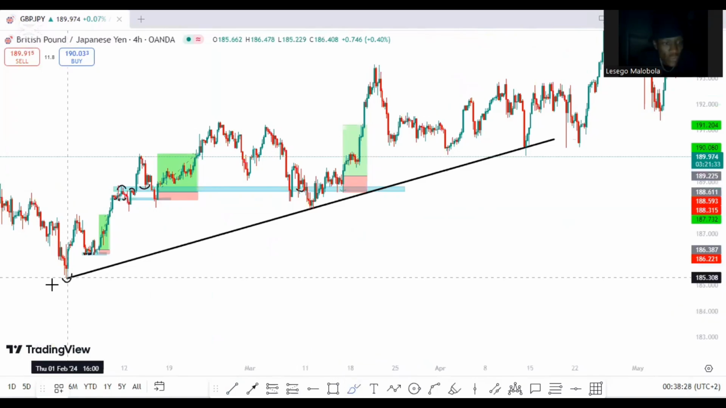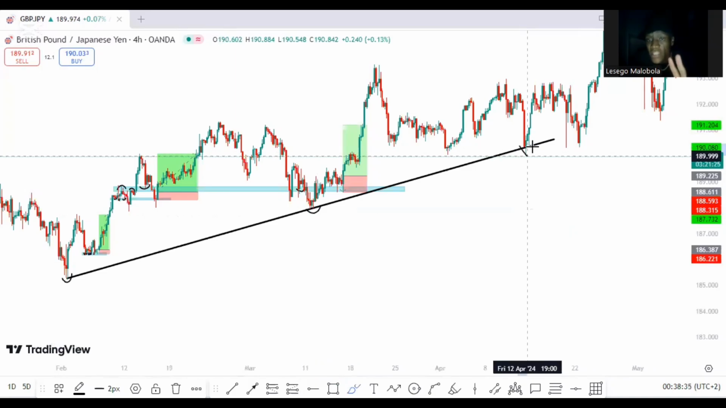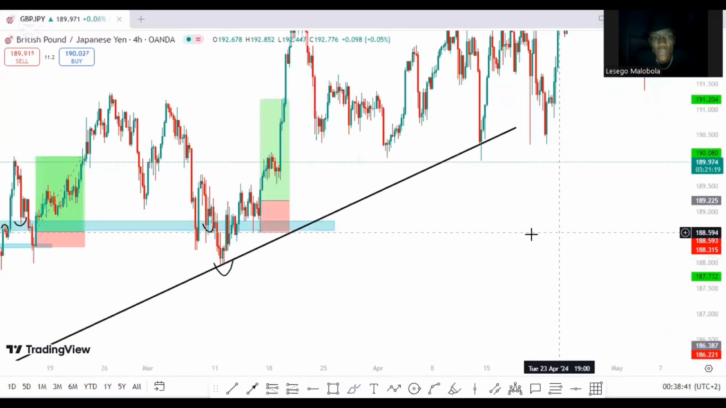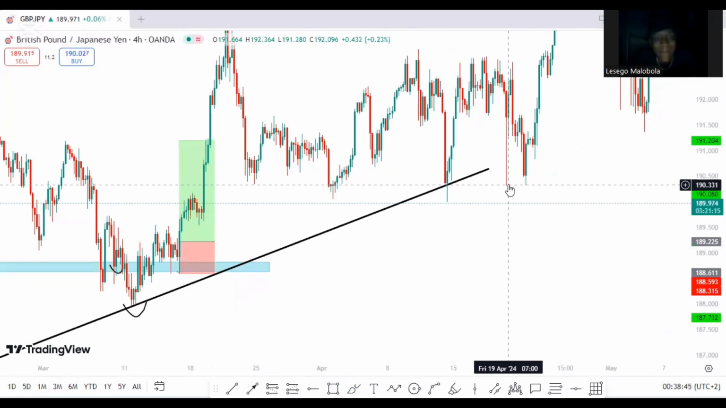Why do I say that? Because we have a first touch here, second touch, which confirms that your trend line is valid. Third touch, that's where we start looking for our opportunities. So after we identify our market structure, what do we do? We simply search for our support and resistance.